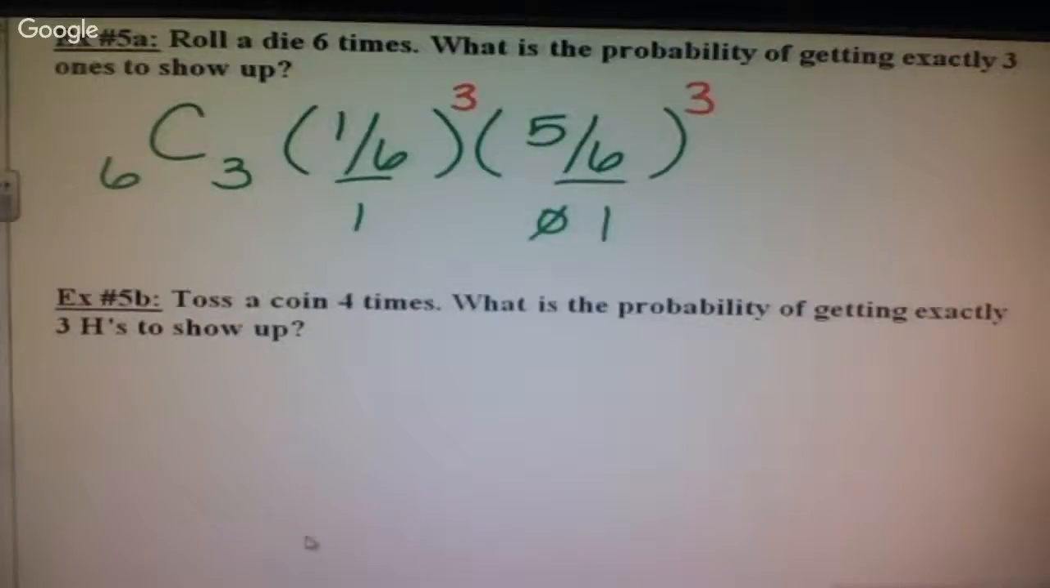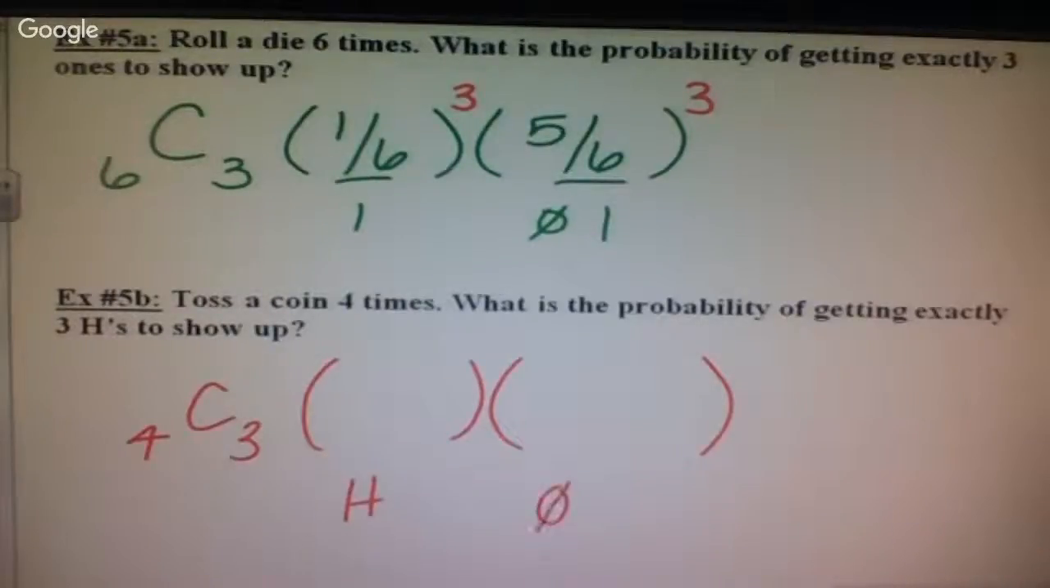I need to start with my something, see something. How many times am I doing my event? 4C, and I want exactly 3. So yes, 4C3. Okay, I need 2 sets of parentheses. I want my event. So in my event, I want a head. In my other event, then, I want not a head.